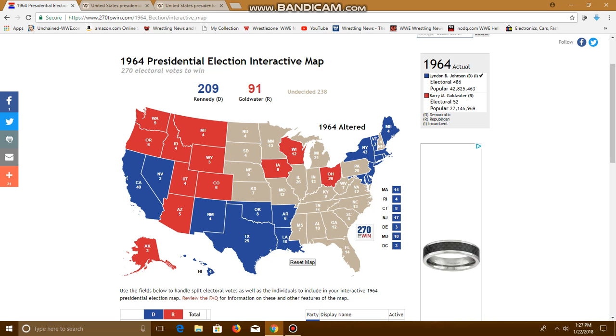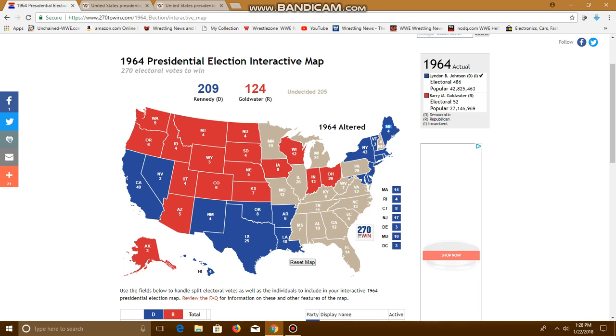Just because, Goldwater would not have lost in a landslide like he did to Lyndon Johnson. It just wouldn't happen, I don't think. So let's carry this. I'm going to basically fill all the way up here, because these states I think Goldwater would carry.